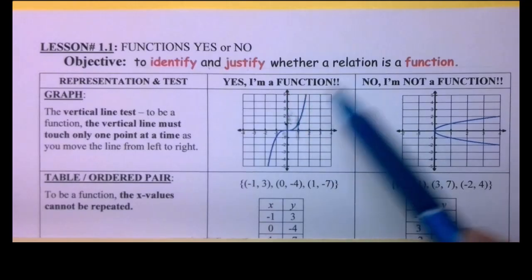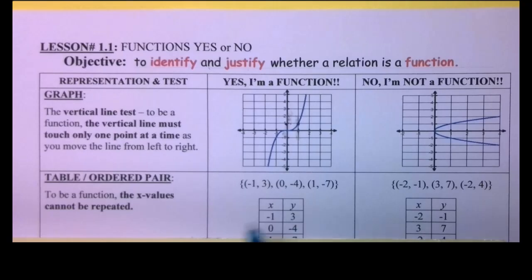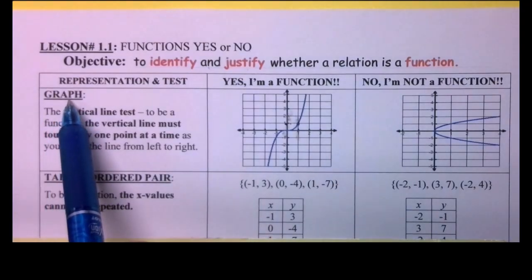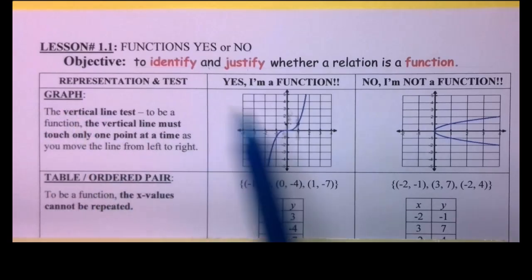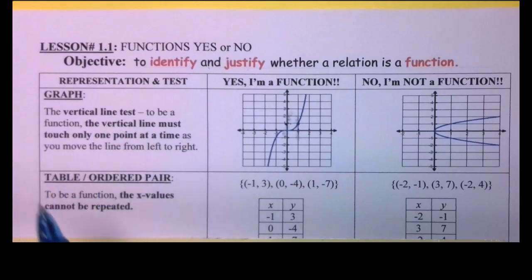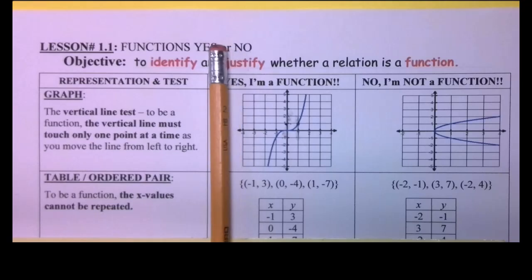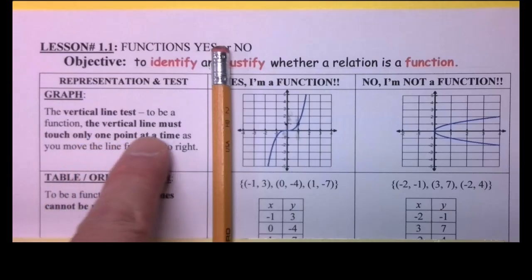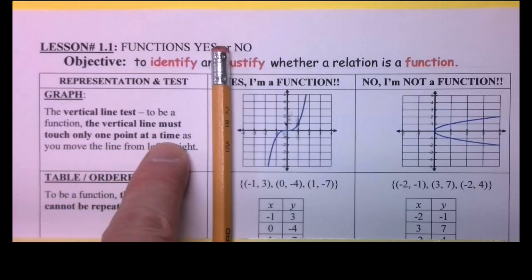Okay. So now the objective today is, if I'm given one of these representations, I need to decide if it is a function or not. And basically, if I have a graph and I want to decide if this relation is a function, I'm going to use what is called the vertical line test. What you can do is use a pencil and put it right there on the vertical next to your graph. And to be a function, the vertical line must touch only one point at a time as you move the line from left to right.